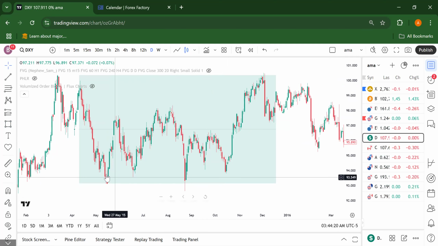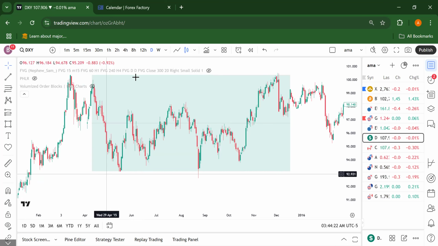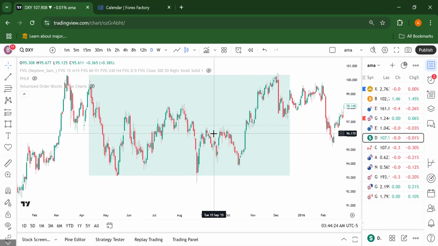If you are caught trading in this kind of situation, you're going to be taking a lot of losses and you're just going to be asking yourself, what is going on? Why am I taking too many losses like that? So this is the kind of market that you should avoid. Now remember that this is on a daily time frame.